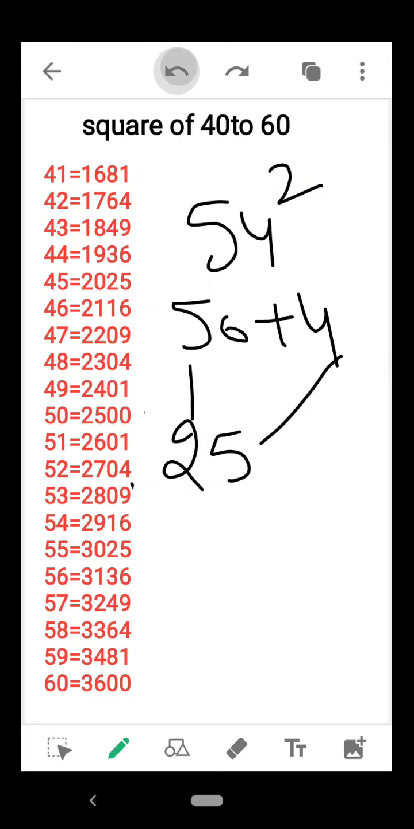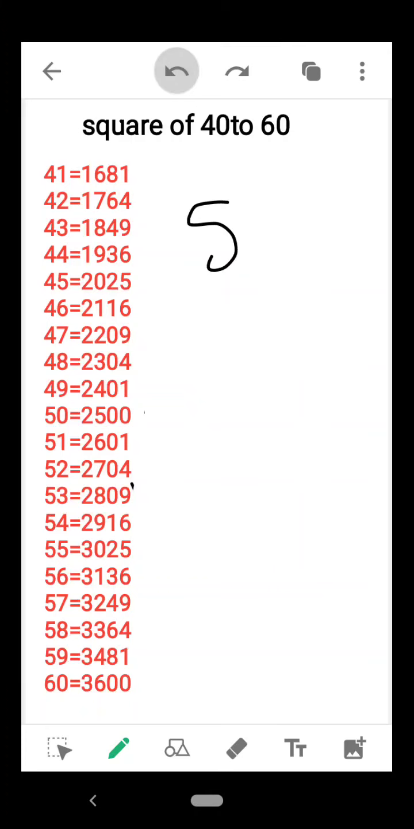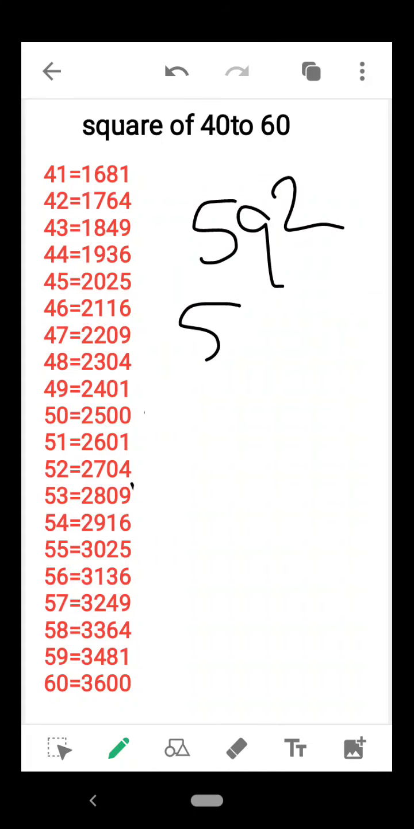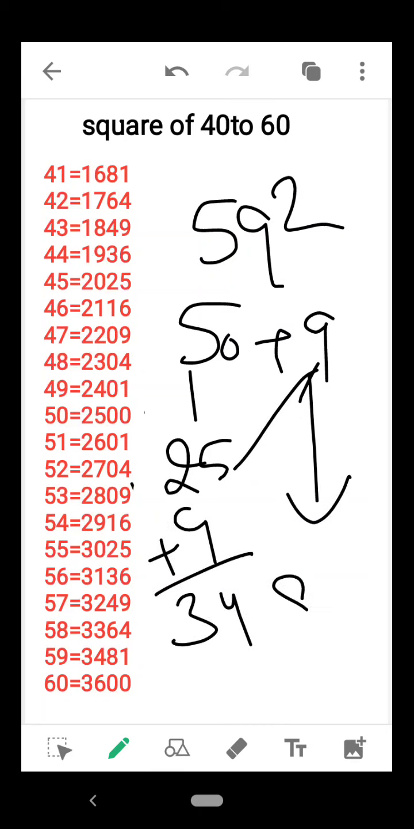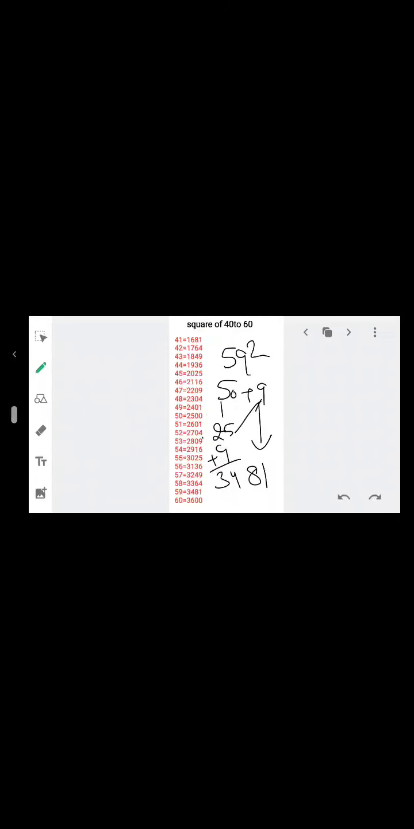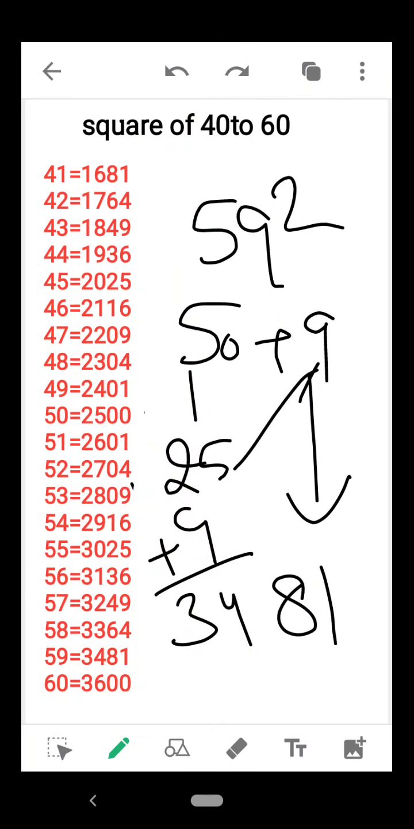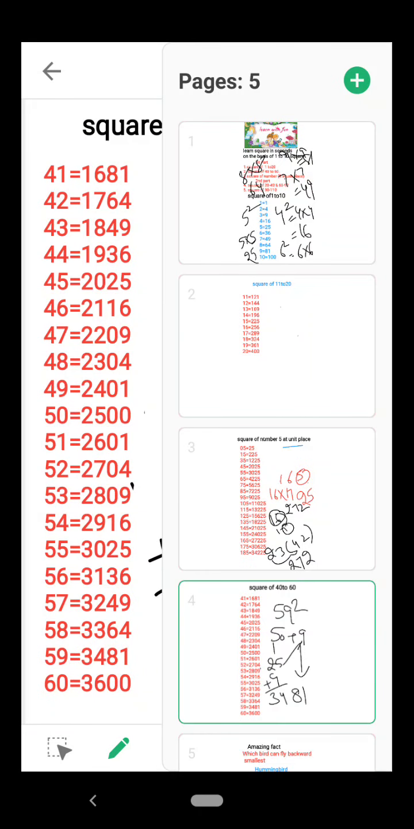Take an example of 59 square. How can you solve? 50 plus 9, 5 square is 25. Then you have to add 9 here. So answer is 34 and 9 square is 81. So your answer is 3481. I hope it is clear to you. So take another example. I think it is sufficient for you.